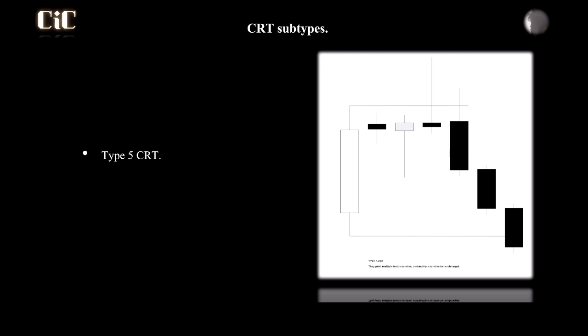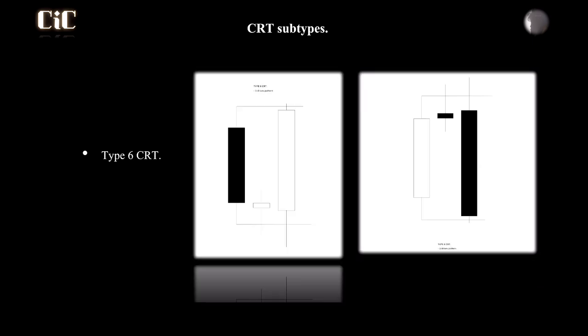Finally, you have Type C CRT, Type 6. Type 6 is also another one which messes with beginner traders and makes them doubt the concept. But all they should do is doubt themselves for not knowing the concept. Right? So type 3 is candle 1, candle 2, and then candle 3 turtle soups. This is the famous 3 drives pattern, right?